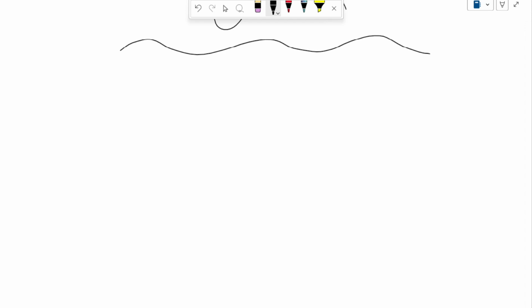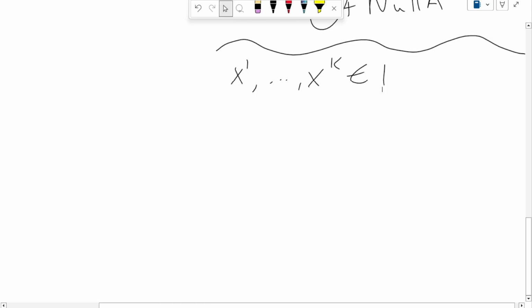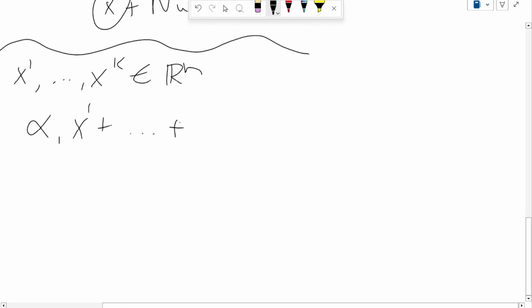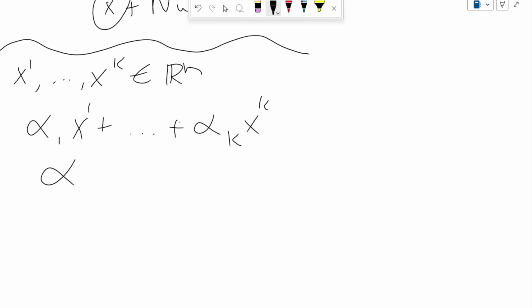So we talked about linear combinations, right? If I have a list x1 through xk, and these are all going to be vectors in Rn, a linear combination is just any sum alpha 1 x1 plus dot dot dot plus alpha k xk, right? And so these alphas are all going to be scalars.